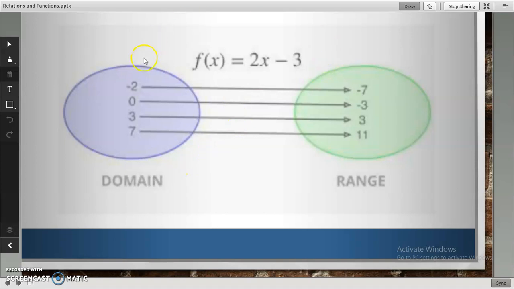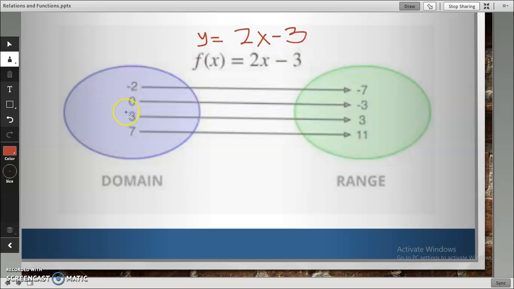So first of all, we have our function, and this is our function notation. We have f of x, and that's how you pronounce it, f of x. F of x sometimes is known as y, so we can also write y is equal to. So if we have f of x, we know that it's in function notation.